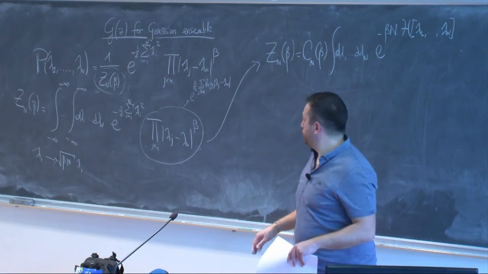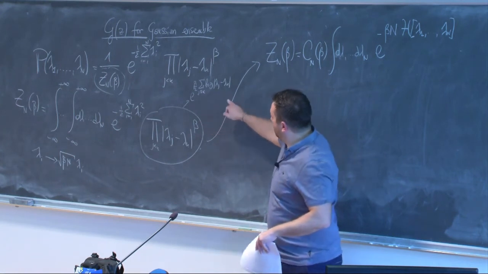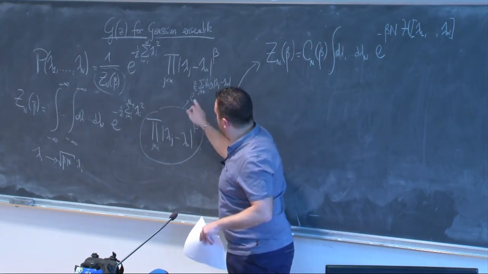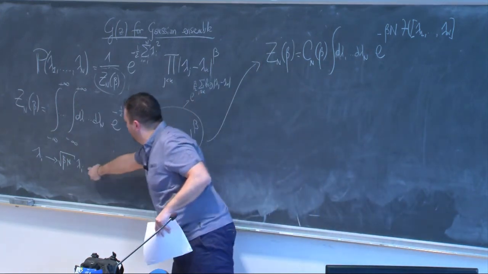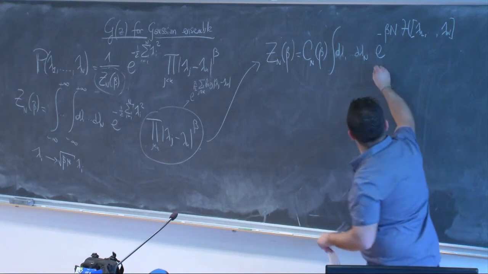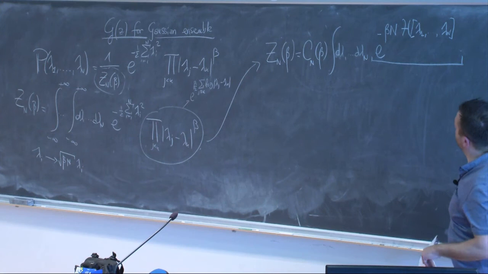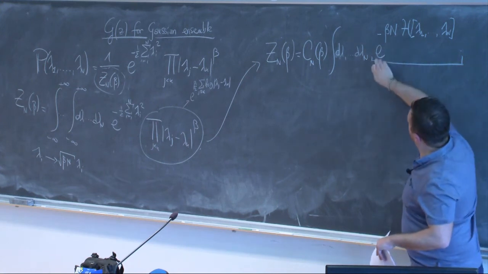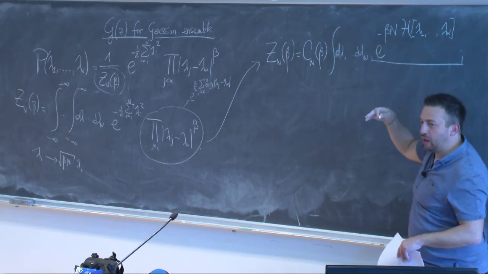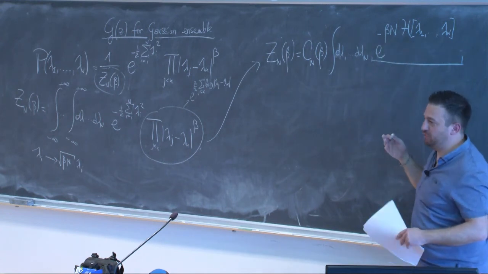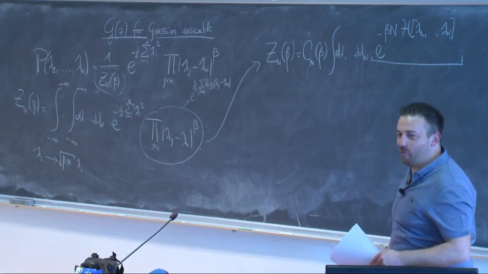So I'm only rewriting this product by writing it in the exponential. Fine? So why am I doing this? Well, I'm doing this because if you do this trick here and after the rescaling of the eigenvalues, then you can rewrite this integrand in this nice exponential form. Apart from this n, exponential of minus beta h. Have you ever seen exponential of minus beta h before? Where? Sorry?